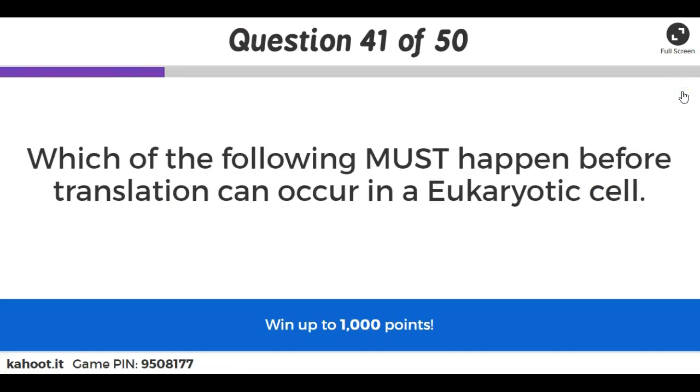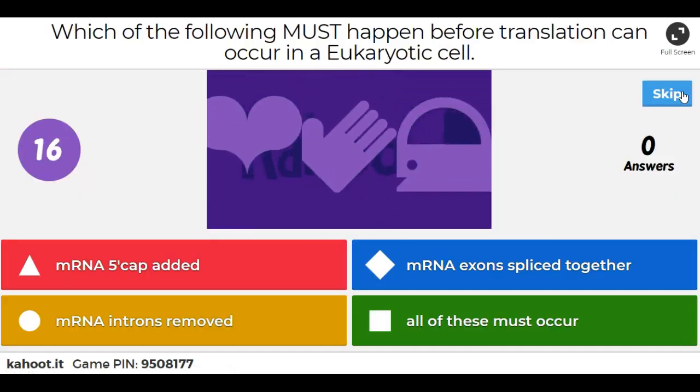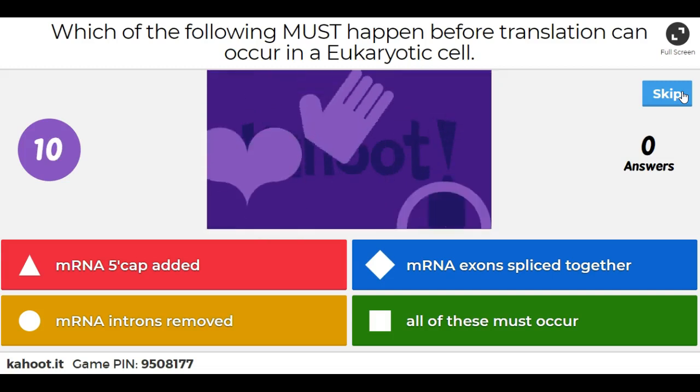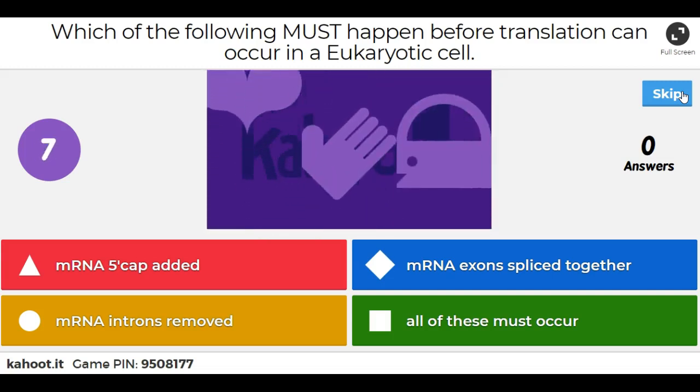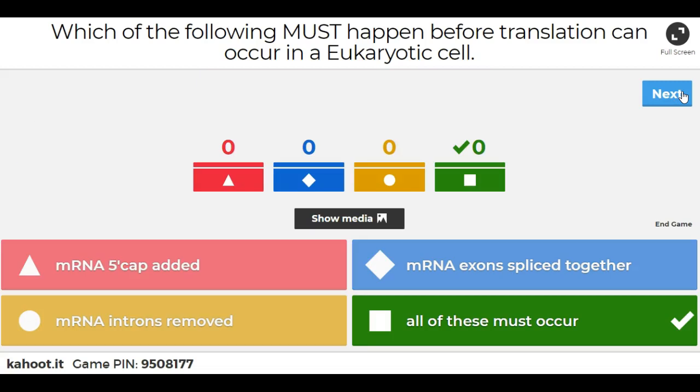Which of the following must happen before translation can occur in a eukaryotic cell? So all of these things have to happen before that pre-mRNA can be removed from the nucleus to get into the cytoplasm.